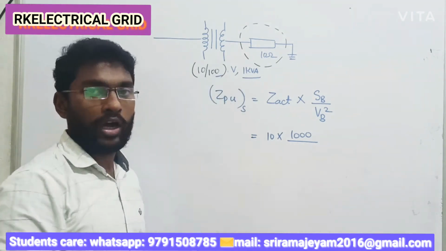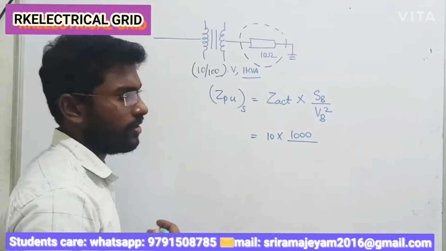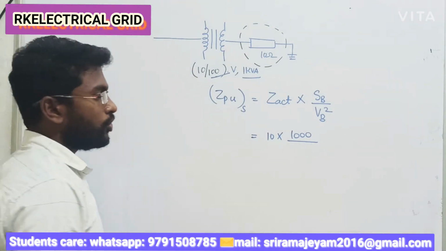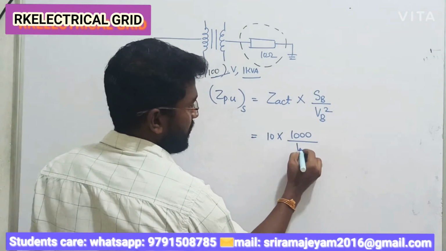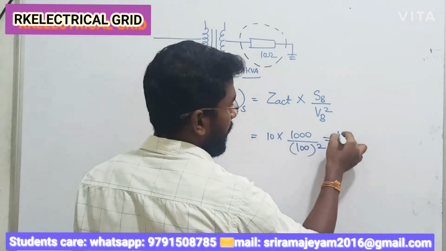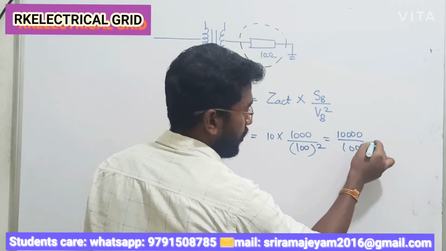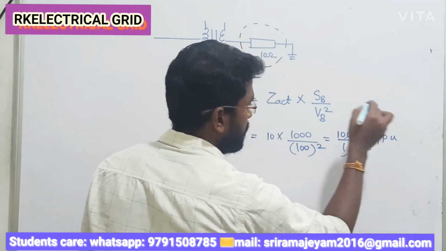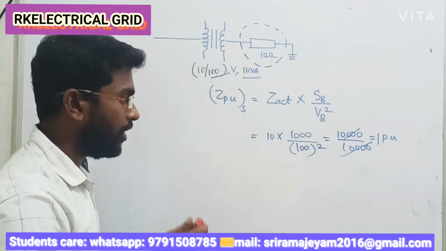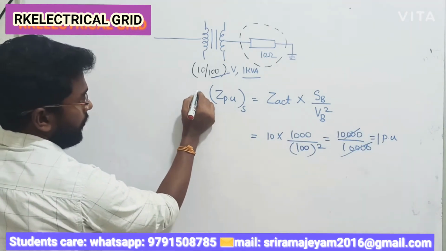Guys, this base value, I told you, is different from point to point. That is our observation. On the secondary side, my base value is 100. On the primary side, my base value is 10. So here, my base value on the secondary side is 100, so let me conclude 100 square. If you substitute, what will you observe? On top, 10 into 1000 becomes 10,000, upon 100 square which also becomes 10,000. So if you cancel it, you will get 1 per unit. That is the per unit value offered by the transformer at the secondary side, right? Fix this as statement 1.